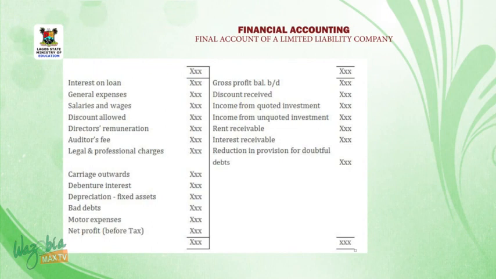On the credit side, we have our gross profit balance b/d, discount received, income from quoted and unquoted investment, rent receivable, interest receivable, reduction in provision for doubtful debt. All these are added together. Where the total of our credit side items is greater than that of the debit side items, then we have our net profit before tax. This net profit before tax is added to other items on the debit side to get our total. You get the same total on the credit side of our profit or loss account.